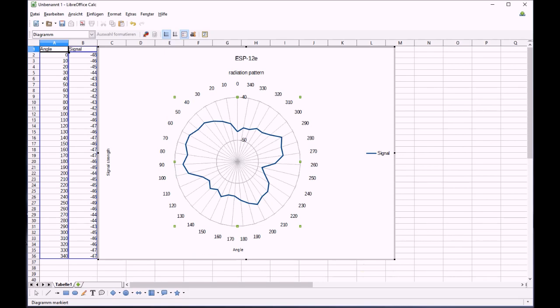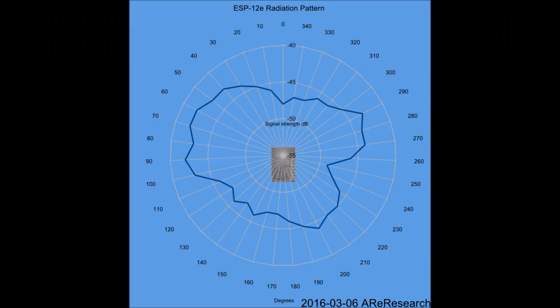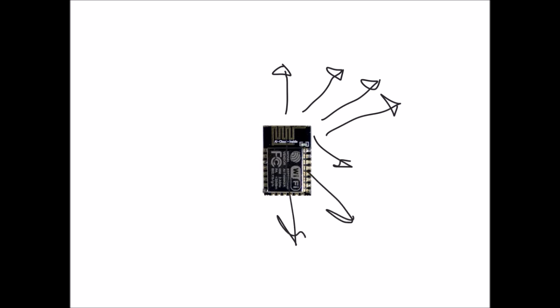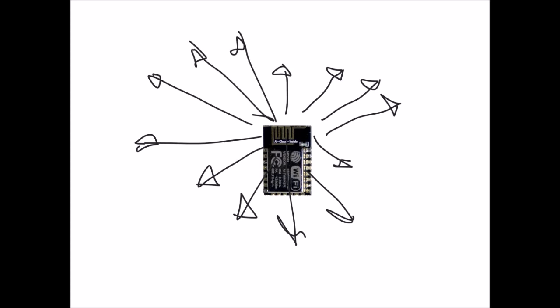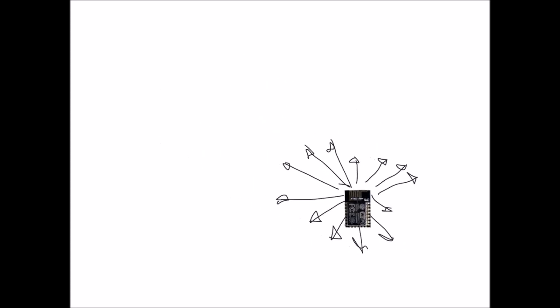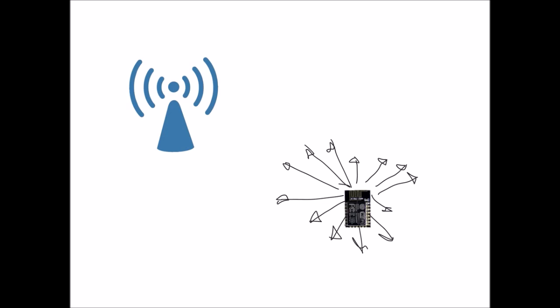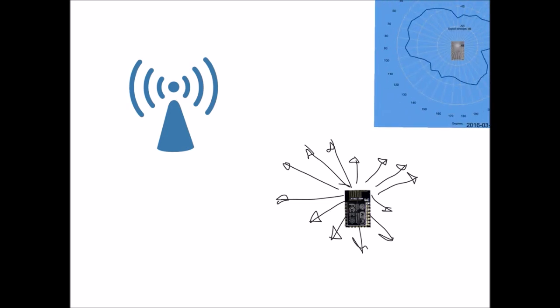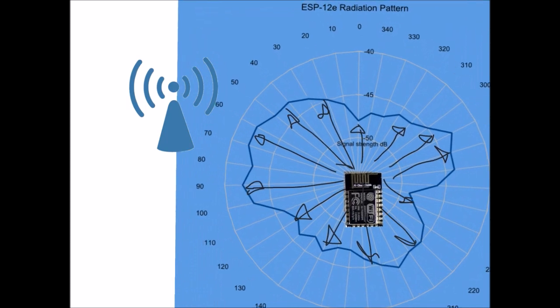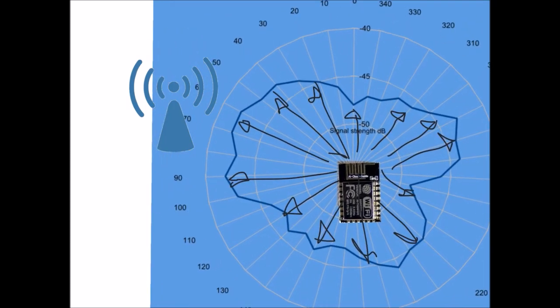So now that you have that, what can you do with it? You can think of the antenna of this module as the source of many arrows of radiation going in all directions, and some of those arrows will be longer than others. What you of course want is your access point to be in the direction of the longest arrow, so you get the best field strength. And that is exactly what the radiation pattern helps you to find.